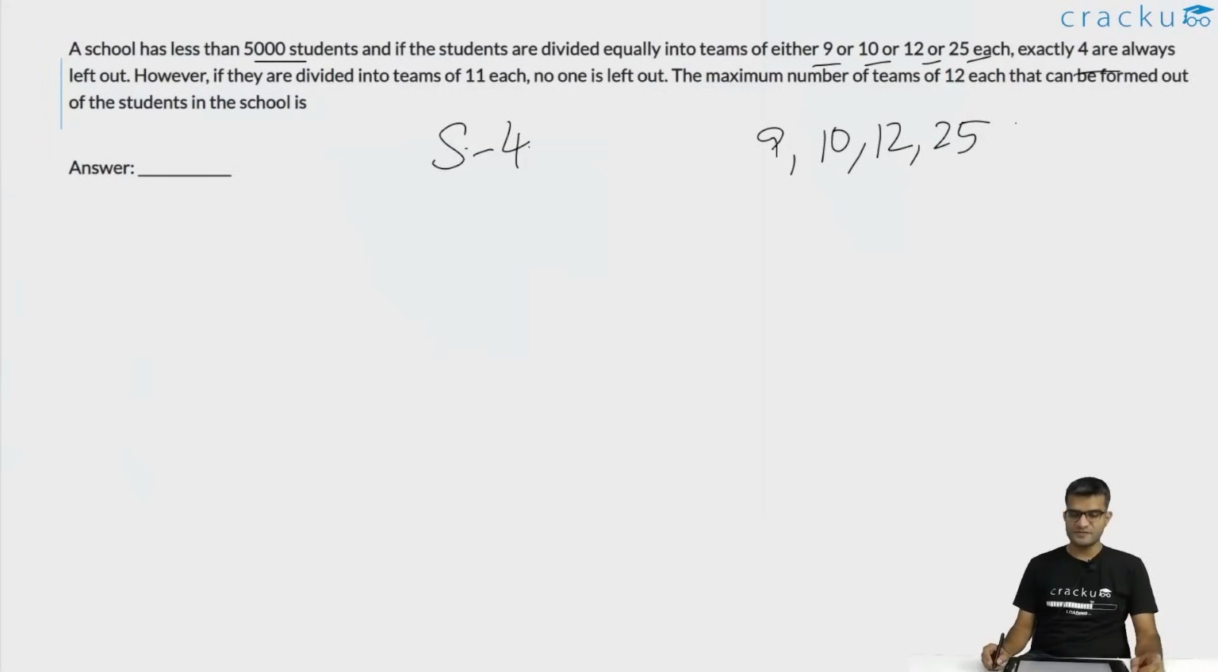So S minus 4 is a multiple of the LCM of 9, 10, 12 and 25. What is the least common multiple? That is the smallest number which is a multiple of 9, 10, 12 and 25.